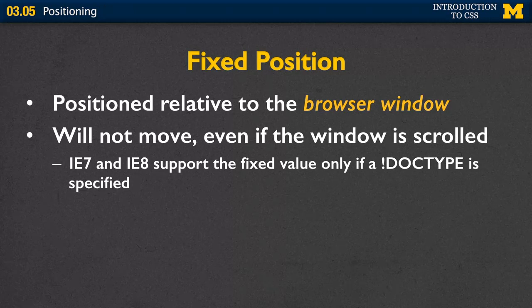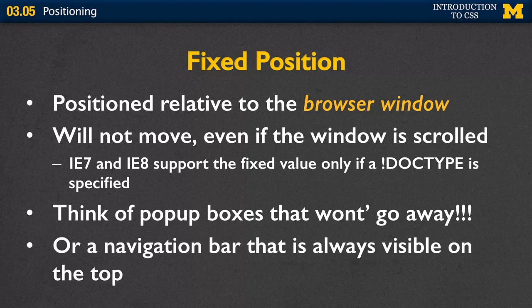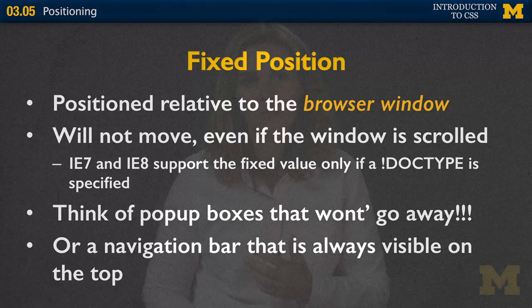Just so you know, if you're using some sort of older browser, you're trying to design for Internet Explorer 7 or 8, this only works if you're using an HTML5 doc type. So again, when you think of the fixed position, think of pop-up boxes that just won't go away. Or you might want to also think of it as something more useful, which is when you're on a page and you might have that navigation bar on the top, and as you scroll through the page, you don't have to scroll back up to see the navigation bar because it's always just there.